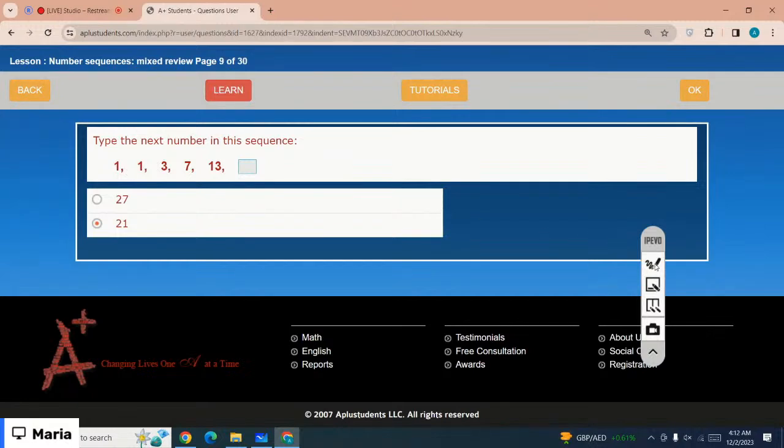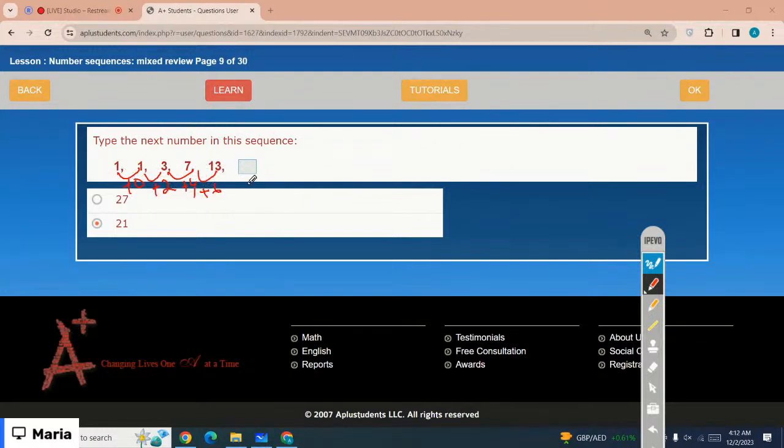Let's see how the pattern is increasing. The sequence is 1 plus 0 is 1, right? 1 plus 2 is 3, 3 plus 4 is 7, and 7 plus 6 is 13. So you can see every time the number added is increasing by 2.